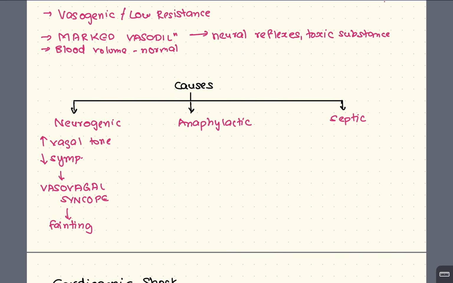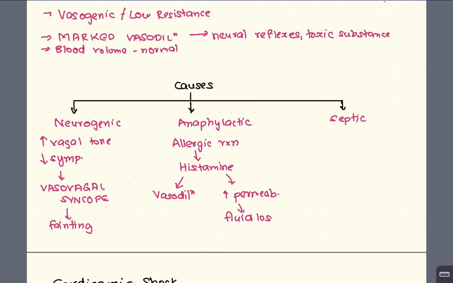Now, in anaphylactic shock, anaphylaxis means there is some kind of allergic reaction, and in an allergic reaction there is release of histamine or histamine-like substances. What does histamine cause? Histamine can cause vasodilation, as well as increase capillary permeability. When there is an increase in capillary permeability, there is fluid loss, and because of this fluid loss there is hypovolemia also. So anaphylactic shock also has a hypovolemic component.